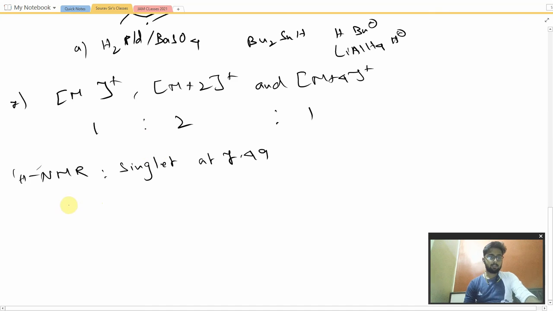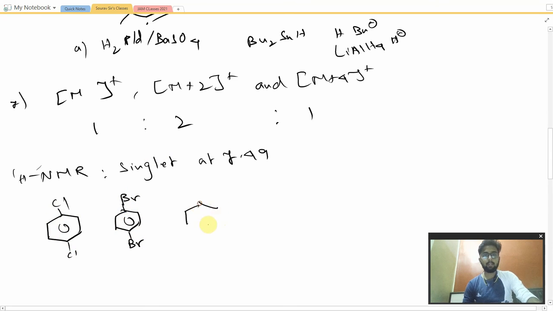The structures given in the options are 1,4-dichlorobenzene, 1,4-dibromobenzene, 1,2-dichlorobenzene, and 1,2-dibromobenzene.